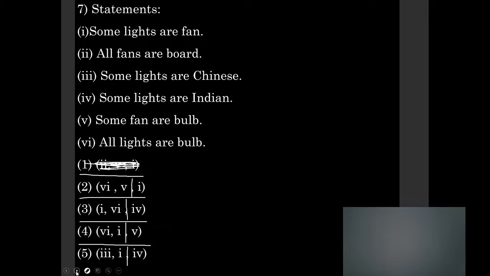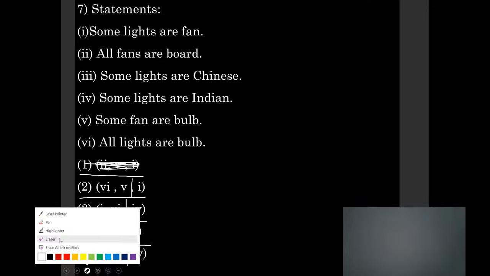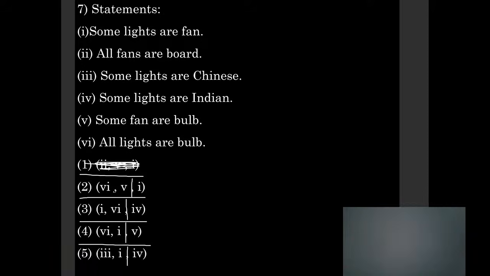We have 6, 5, and 1. So 6, 5, and 1 means you should take the sixth one first, and draw it in a diagram. So 1, 5, and 6. 1, 5, and 6 means the second one is eliminated. The third one is eliminated. The fourth one is eliminated. For the second option, you should be looking at 1, 5, and 6 only.